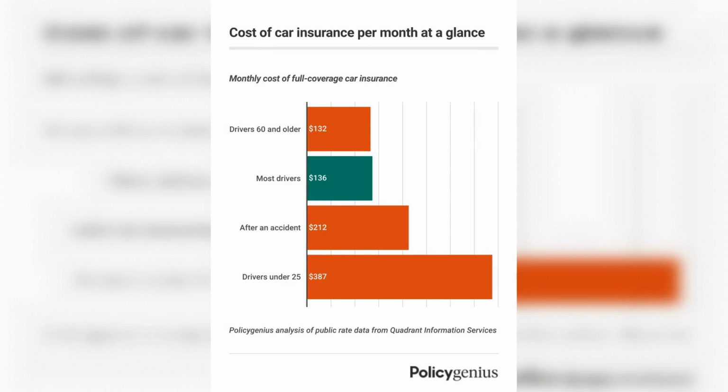Part 5 of 5, calculate the cost per mile of driving. Step 1, calculate the cost per mile. Divide the total annual cost of driving by the number of miles you drive in a year. If you drive 12,000 miles a year and your annual costs are €5,200, your cost per mile is 43 cents per mile.